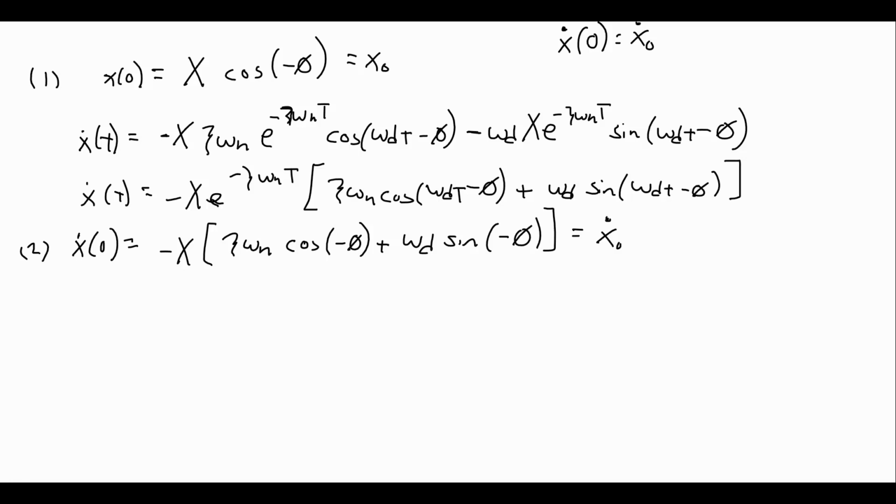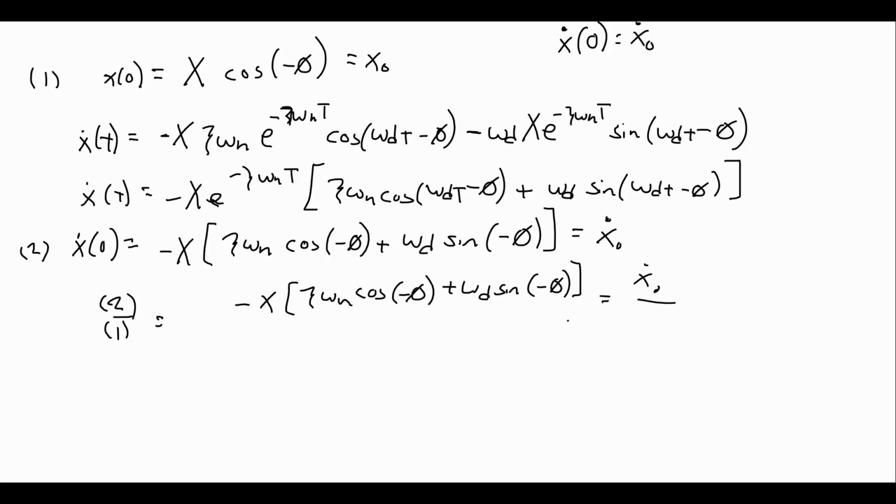All right, so I can find at least the phi value here. In a similar manner to what I did for the undamped system, I can take equation 2 and divide by equation 1. So negative x, zeta omega_n, cosine negative phi, plus omega_d sine negative phi, and divide by my equation 1. I have x cosine negative phi, and then the denominator here, x naught. Some more simplifications. I have an x and an x that can go away.